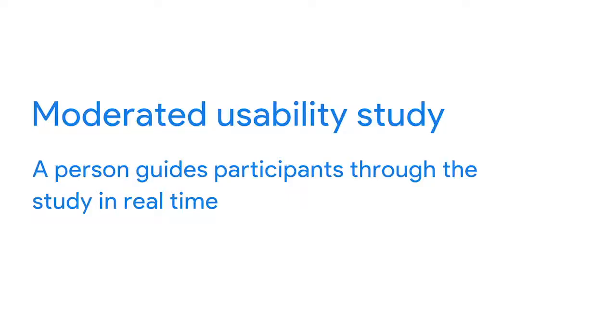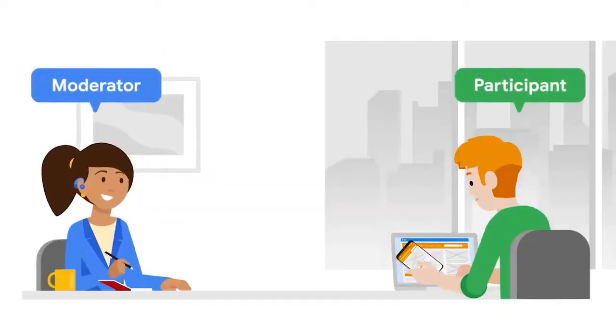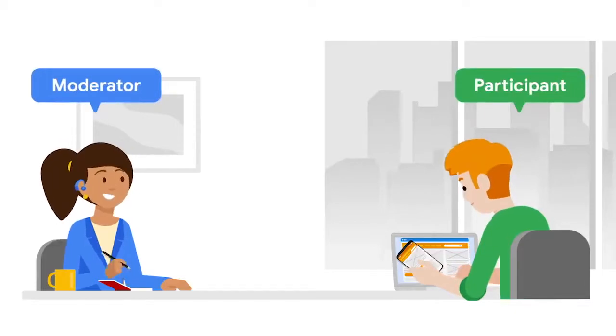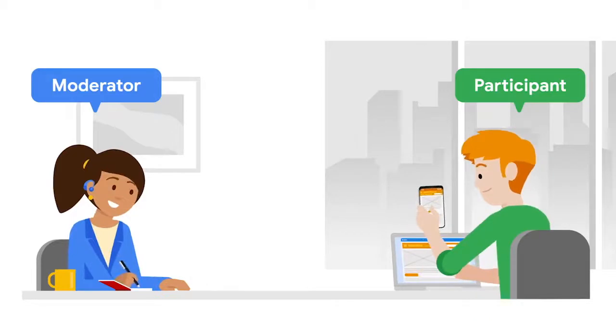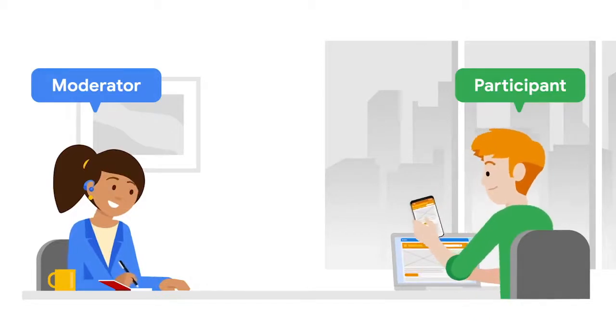In moderated usability studies, a person guides participants through the study in real time. The person who guides participants through the study is known as the moderator. The moderator's goal is to assign participants different tasks to complete within the product and watch participants interact with the product. Plus, they collect their feedback along the way. Moderated studies allow the moderator to ask specific questions, follow up in real time, and build a rapport with participants.